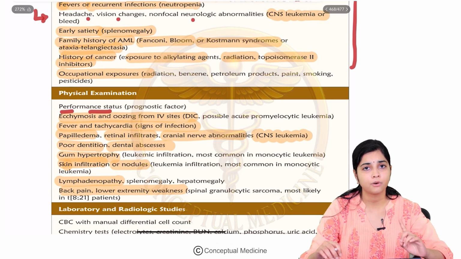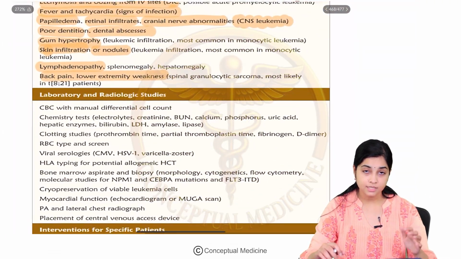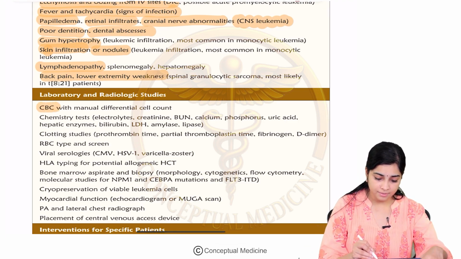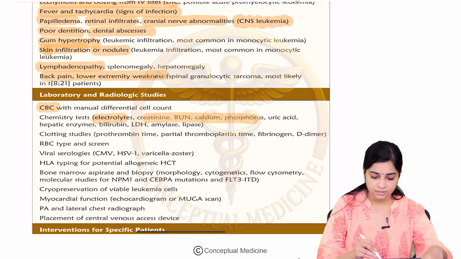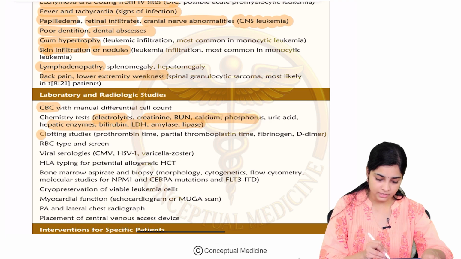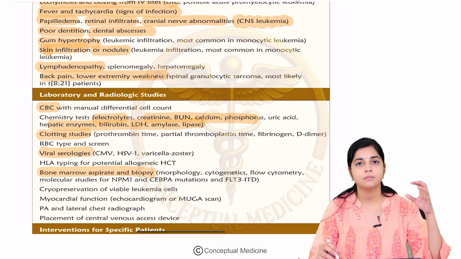So this is about the important examination findings. When we come to the various tests and radiological studies that you want to do in a patient with AML, you will have to do a CBC, the basics including the electrolytes and your LDH, your hepatic enzymes and so on, clotting studies, viral serologies, and then you will have to do a bone marrow aspiration and biopsy to see the morphology.